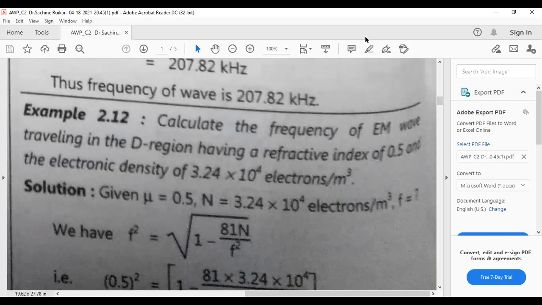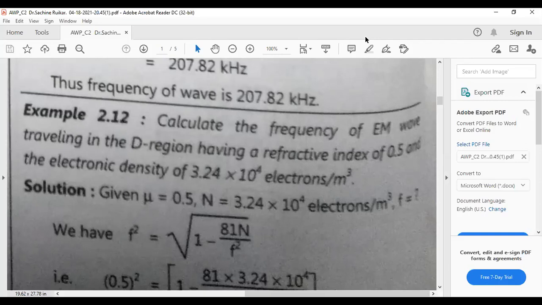So here a similar question is there. You need to calculate once again the frequency, and the given values are again the electron density and the refractive index, that is the mu. Only the values are changed, and it is a question similar to 2.11. Here also mu is given as 0.5, whereas n is given as 3.24 × 10^4, and you need to calculate the frequency. That is the frequency used for wave propagation in the electromagnetic field, in the particular region, and that region is the D region.